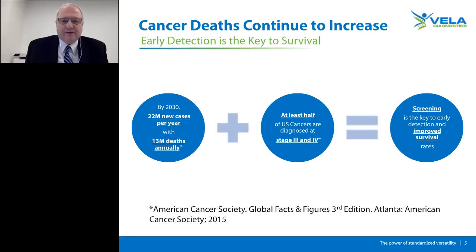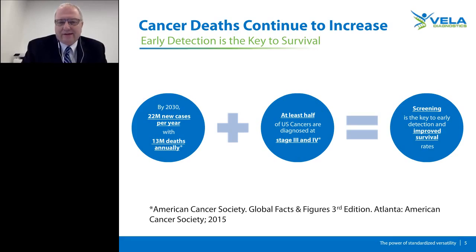The first thing to understand is why we are so interested in this area. Basically, cancer deaths continue to increase, so the key to survival is early detection. By 2030, the American Cancer Society estimates that 22 million new cases of cancer will appear per year, with 13 million deaths annually. Today, in 2016, there are approximately 14 million new cases with 8 million deaths annually. So the growth rate is expected to continue to rise over the course of the next several years.